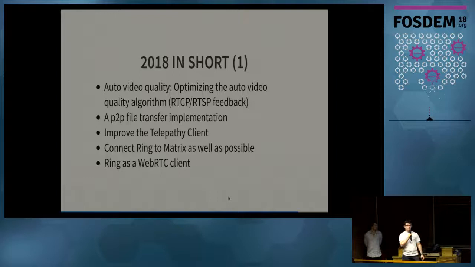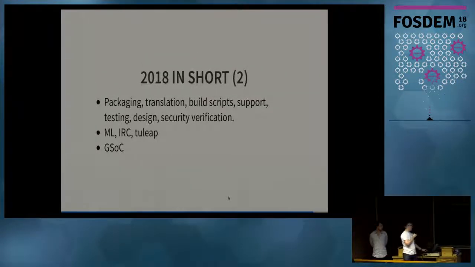So what we want to do in 2018, we have a lot of ideas. We want to improve the auto video quality algorithm. For now, we just use network packet loss, but we can use the feedback provided by RTCP or RTSP. We need a peer-to-peer implementation for file transferring. We need to connect Ring to other technologies like the Telepathy client. We need to connect Ring to Matrix as well, possibly like the XMPP bridge. And we need to do a WebRTC client to have Ring directly in your browser, for example, like Pharmatalk.